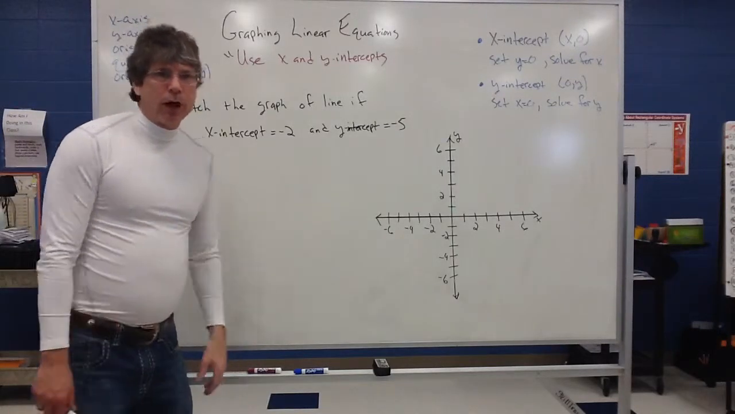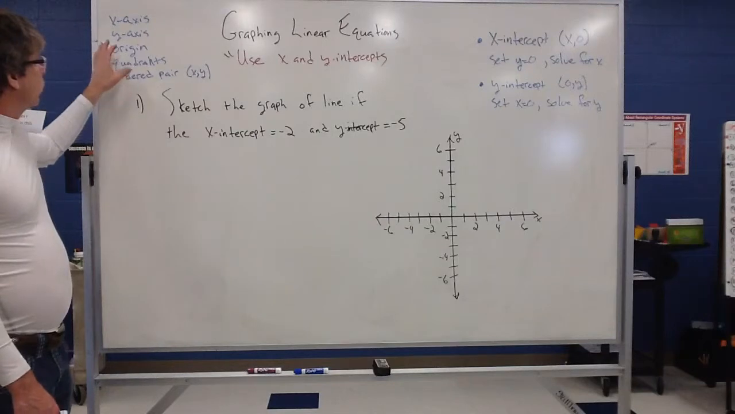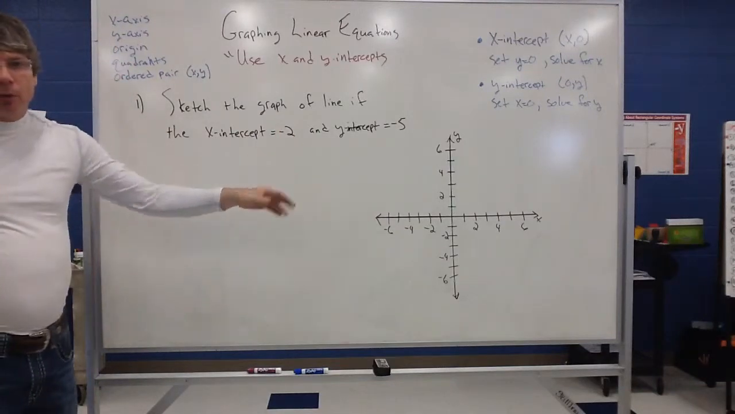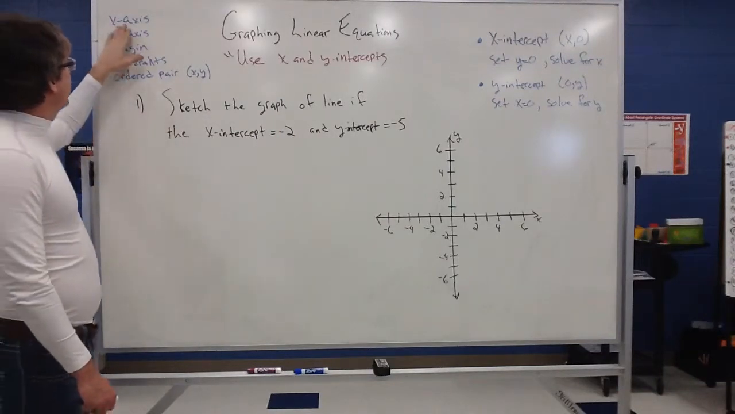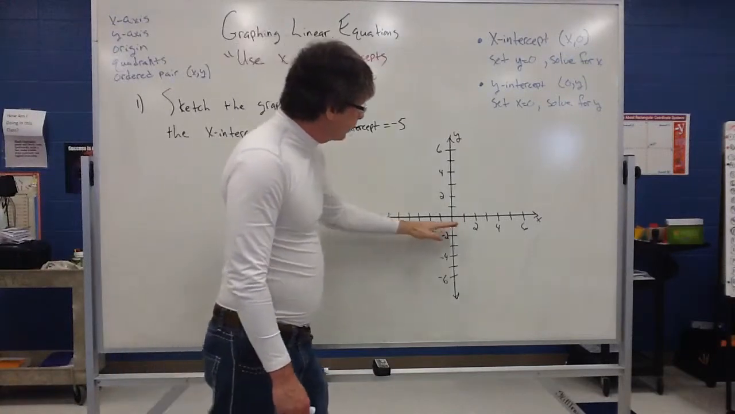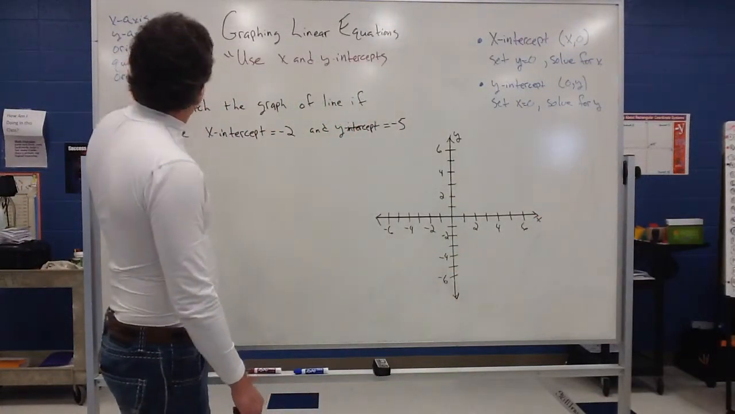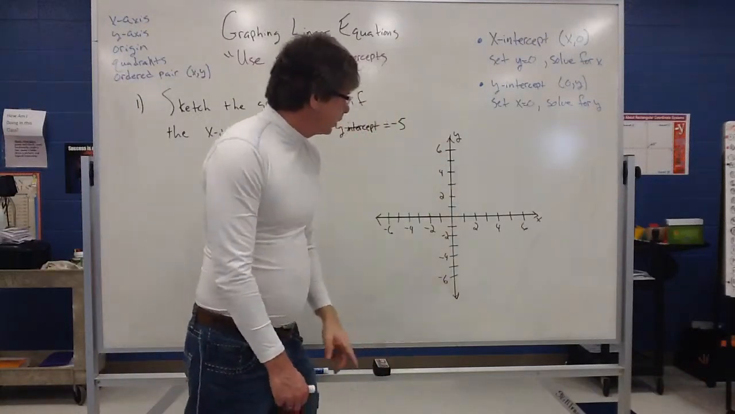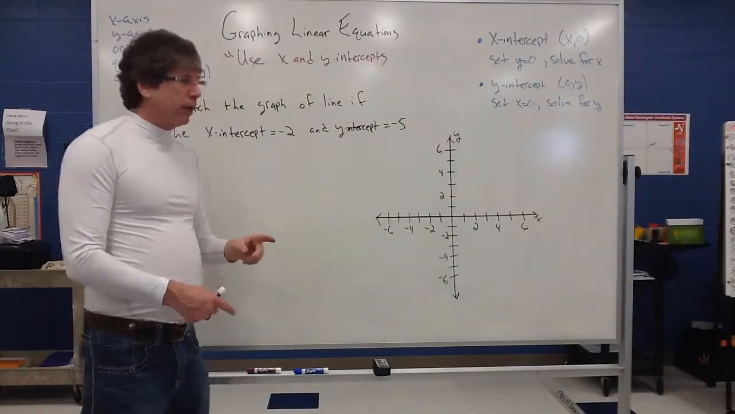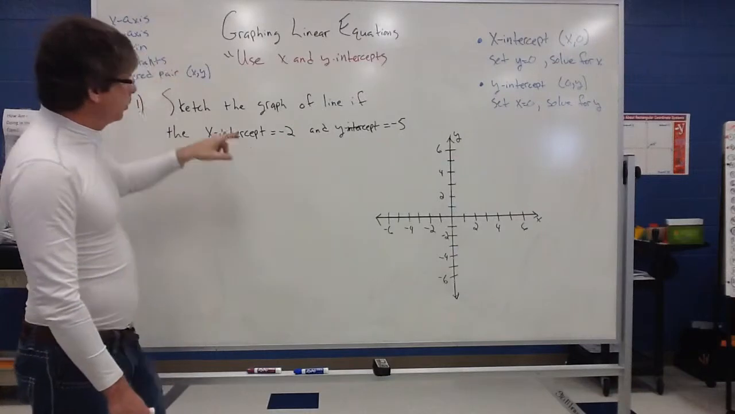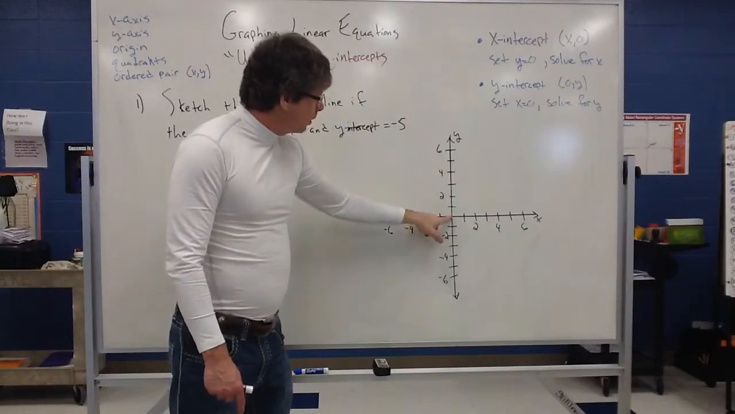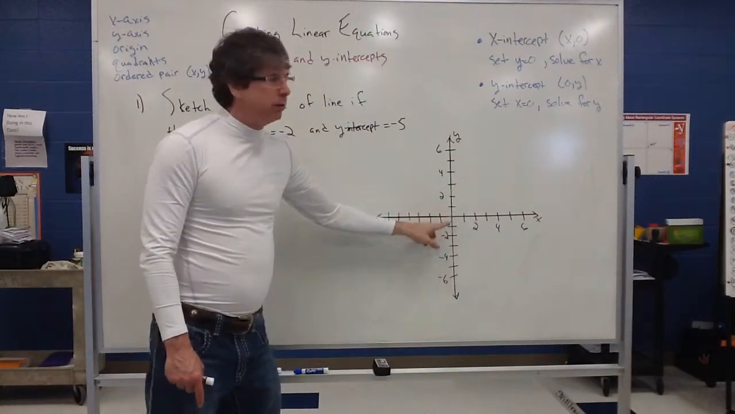So, let's talk about these terms again. We said that a picture is really important to understand these terms. When I talk about the x-axis, we're talking about this horizontal line here. And when we talk about the y-axis, we're talking about this vertical line here. And these two axes meet at a special point, which is called the origin.